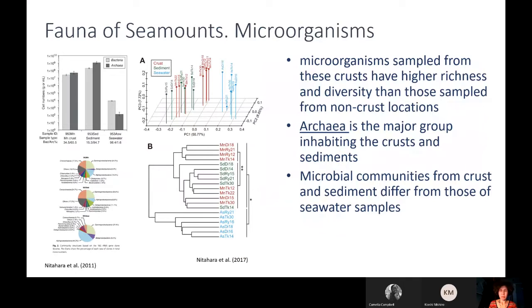There is some information about microorganisms from seamounts, but it is quite limited, mainly from the Japanese and Chinese areas. It was shown that microorganisms sampled from cobalt crust have much higher richness and diversity than organisms sampled elsewhere around. And the main microorganisms at seamounts are archaea, not bacteria as in water samples.